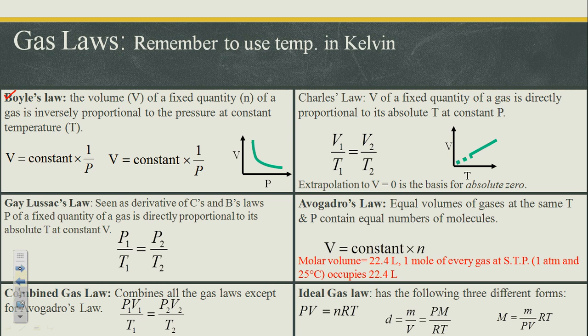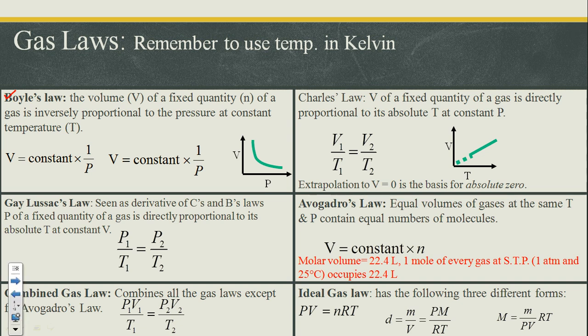So if you plot a graph between V, volume of a gas, and the absolute temperature, you get a linear graph. If you extrapolate that graph, then at zero volume, the temperature is called absolute zero. And because there's no such thing as negative volume, absolute zero is the minimum possible temperature for a substance. And that was Charles' law.